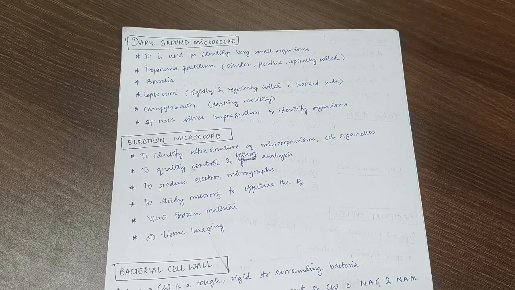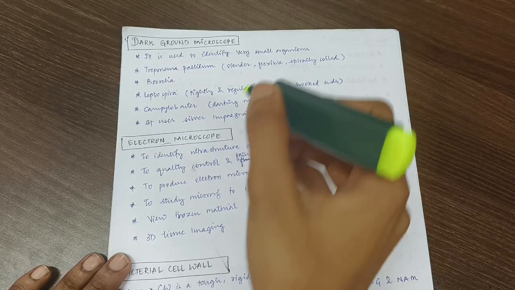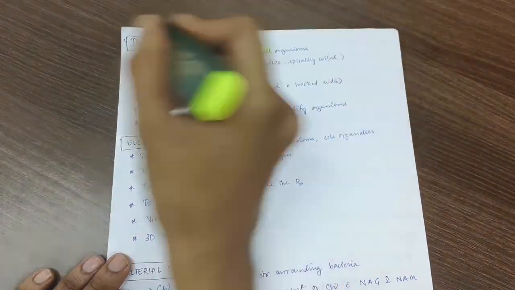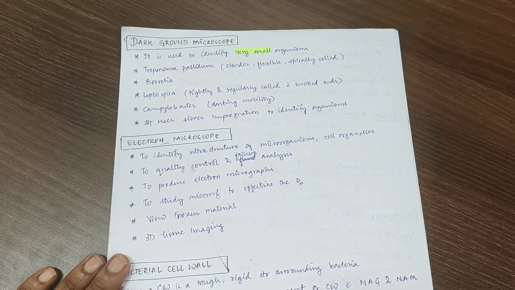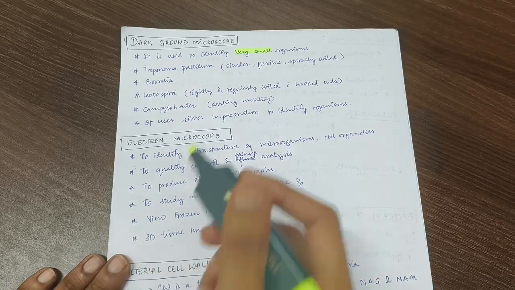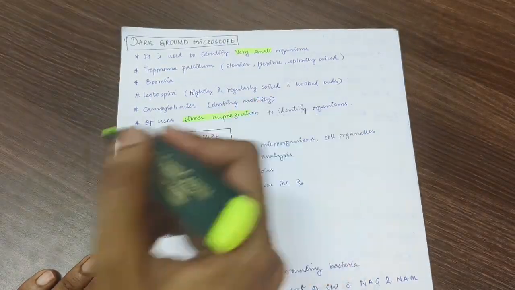So starting with general microbiology. In general microbiology, there is something called dark ground microscopy. It is a type of microscope used to identify very small organisms. What is the keyword here? Very small. Very small organisms are visualized under this microscope against a dark background. How are they made visible? They are made visible by adding silver impregnation.